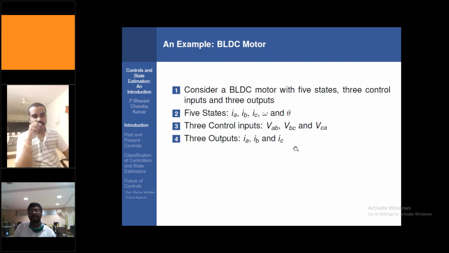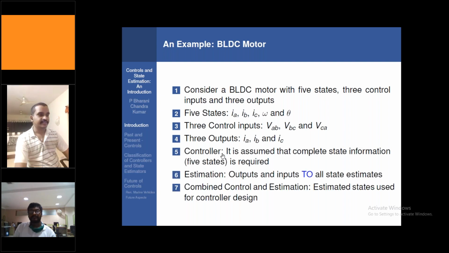If my controller is based only on the outputs, then yes, I will take the IA, IB, IC information and design the controller. But I assume that my controller is full state feedback. So the remaining 2 states are also required here. So where will I get the remaining 2 states?